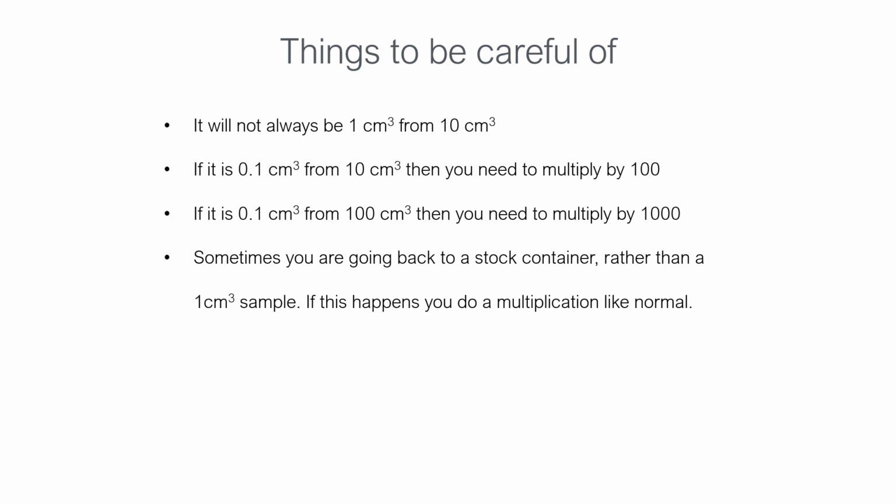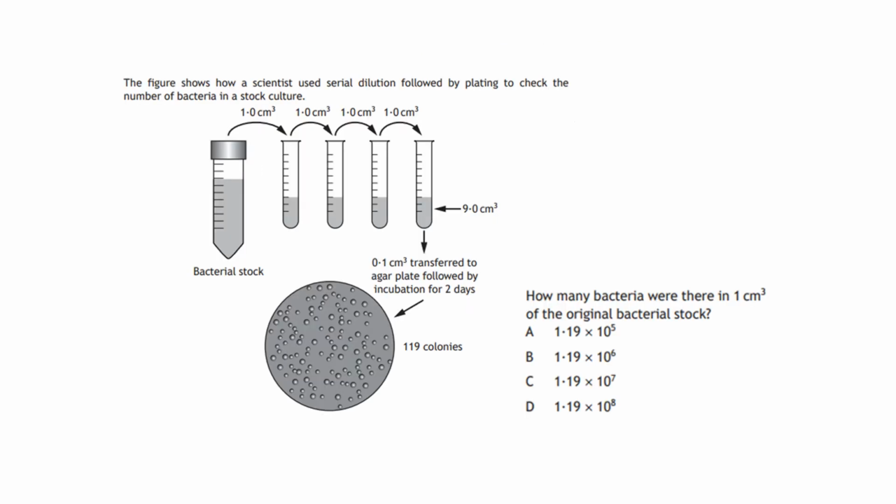Also, one thing to be cautious of is that sometimes whenever you're working backwards, you're not going back into how much was in the solution that was being added into a test tube, you're going back into a test tube, in which case you might need to do a multiplication. So here is an example question. I'll give you time to do that. So pause the video, have a go at this. In this one, you have been told the number.